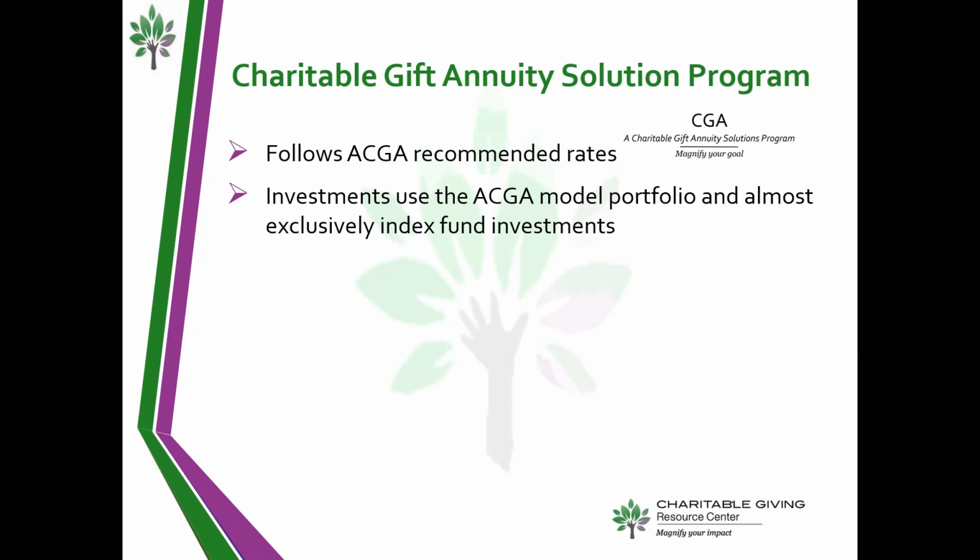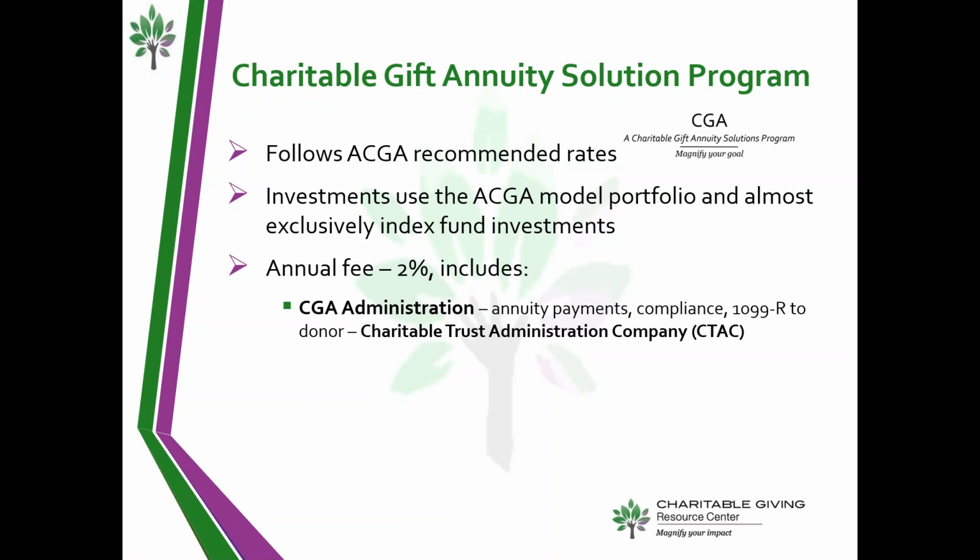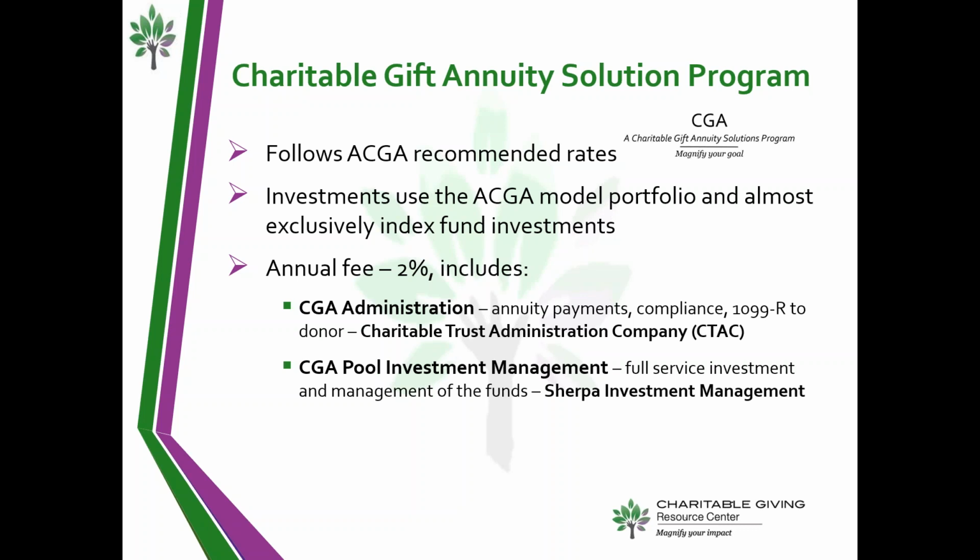So we follow the ACGA recommended rates. And regarding the investments, we use model portfolio and almost exclusively low-cost index fund investments, nothing speculative. By keeping those costs down, it helps keep the CGA pool very viable. The annual fee in total is 2%, which includes the administration of the gift annuities, which we have partnered with the Charitable Trust Administration Company, CTAC, out of Cleveland. And that's basically what they do. They have thousands of gift annuities that they administer. That's all they do.